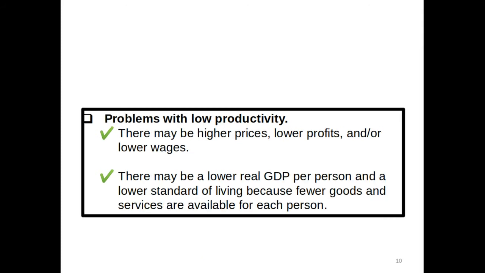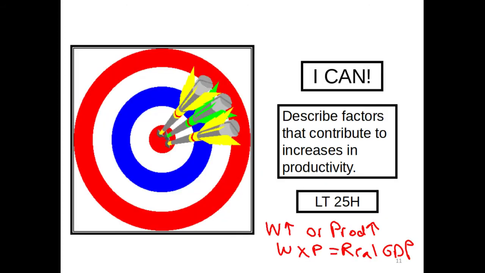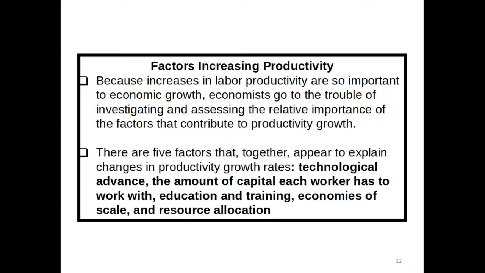Problems with lower productivity are the exact opposite. There can be higher prices, lower profits, and or lower wages. There can be lower real GDP per person, and that could lower our standard of living. So, what factors contribute to increases in productivity? What's going to increase our workers or our productivity? So, there are a few of them that we're going to talk through: technological advance, amount of capital each worker has to work with, education and training, economies of scale, and resource allocation.